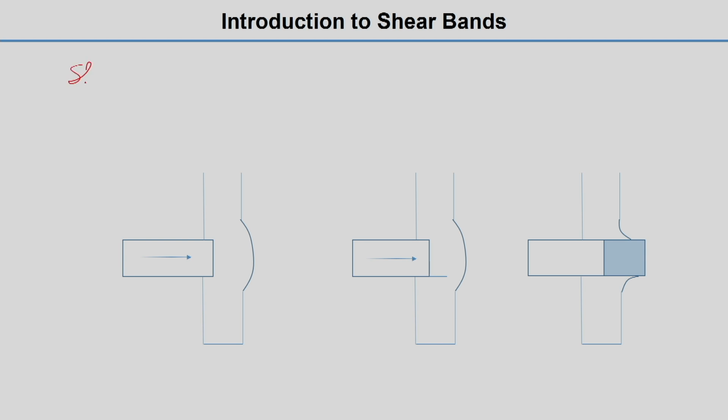So we can call it a failure mechanism, or better, we will call shear bands a precursor to failure, or actually we can call it a precursor to fracture. So the complete failure may not happen when the shear bands form, but it will eventually lead to fracture.